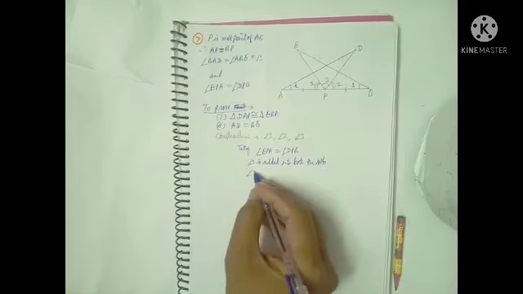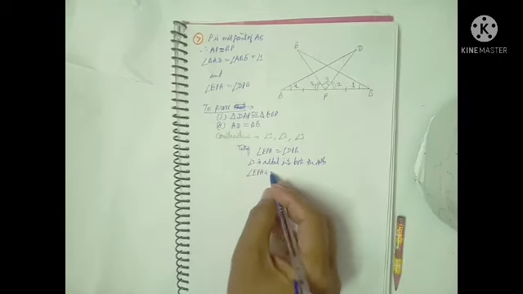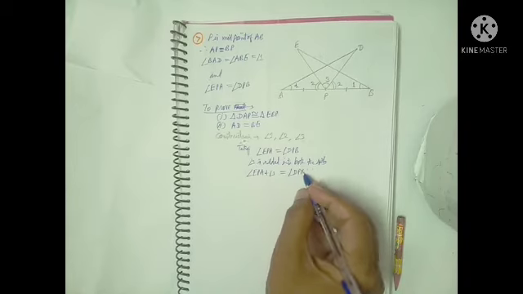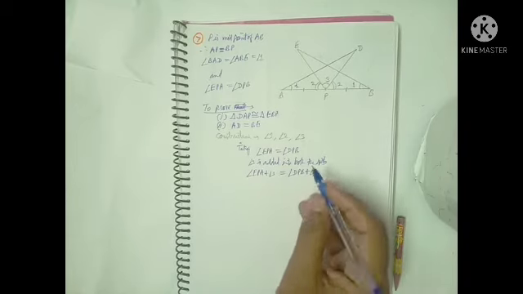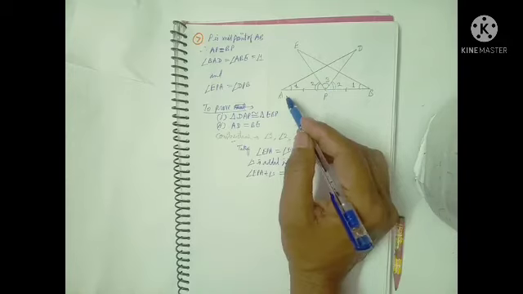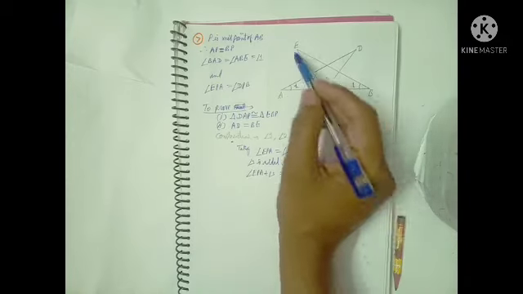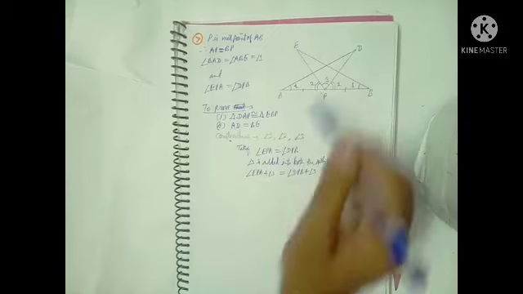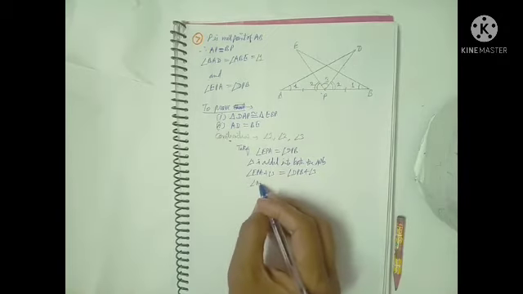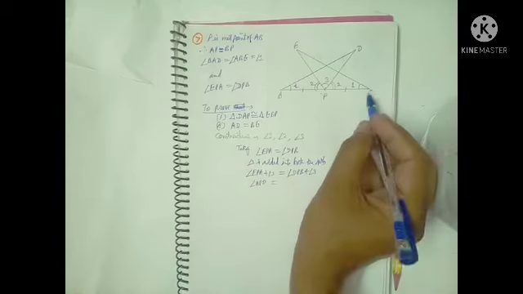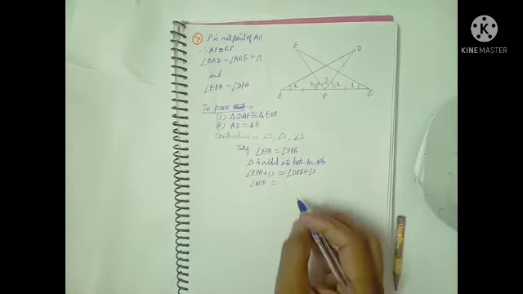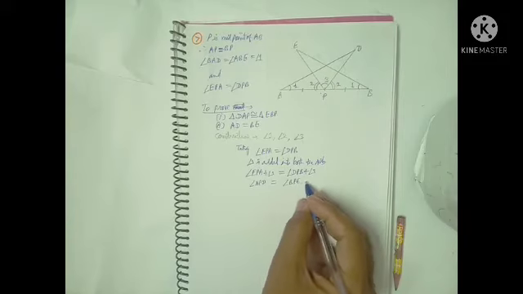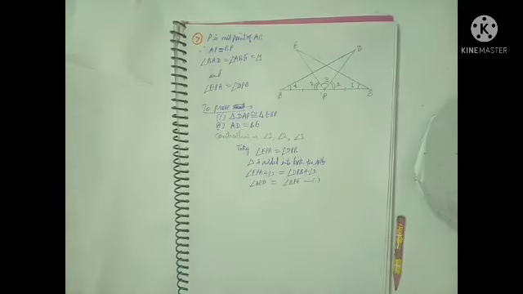If you add angle 3 on both sides, angle EPA plus angle 3 is equal to angle DPB plus angle 3. Then what you can observe here, angle EPA plus angle 3 will become angle APD, and this angle will become angle BPE. Equation 1. Now you can do it very easily.